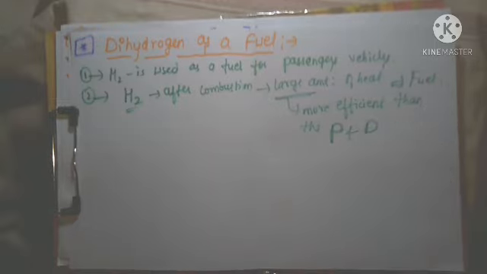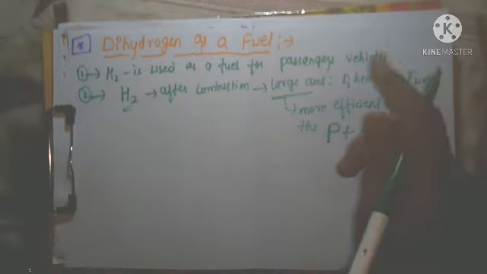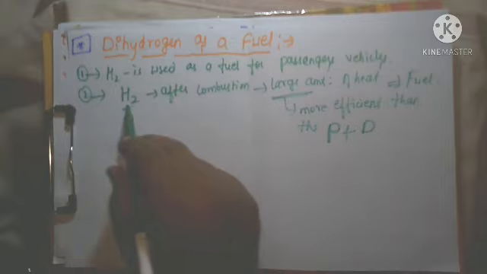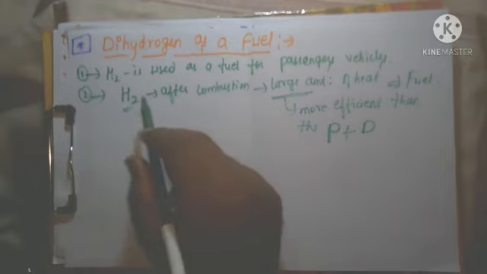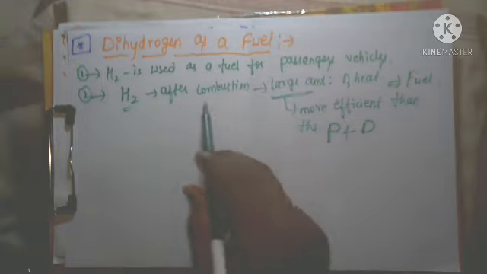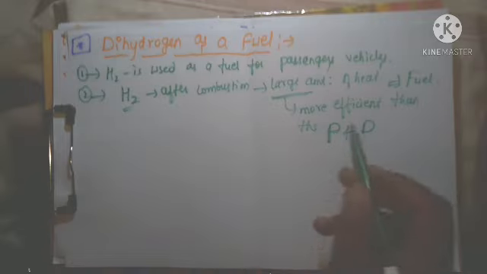Now, for example, if 1 liter of petrol is giving a 60 km average, right? If you take the same amount of dihydrogen gas, nearly 200 km average will be there, because it will produce a large amount of heat. That is, the dihydrogen is more efficient than the petrol and the diesel.